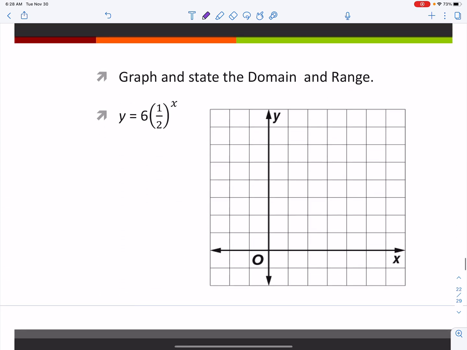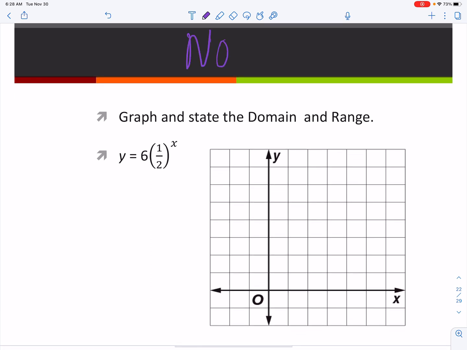All right, graph this, state the domain and range. You are going to have to state points, and this is going to be on the no calculator. Pause and do this.